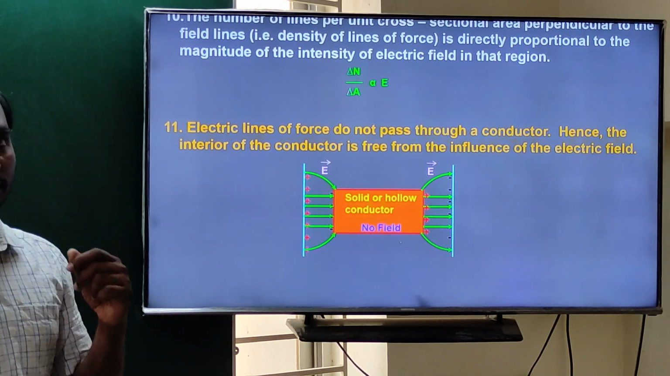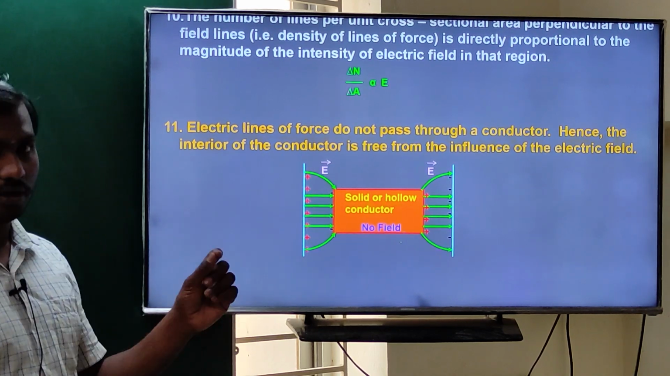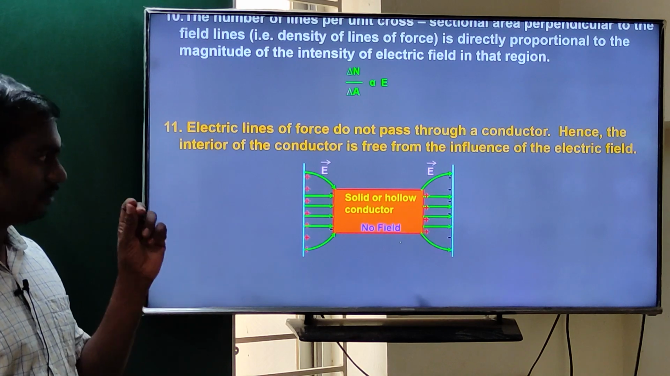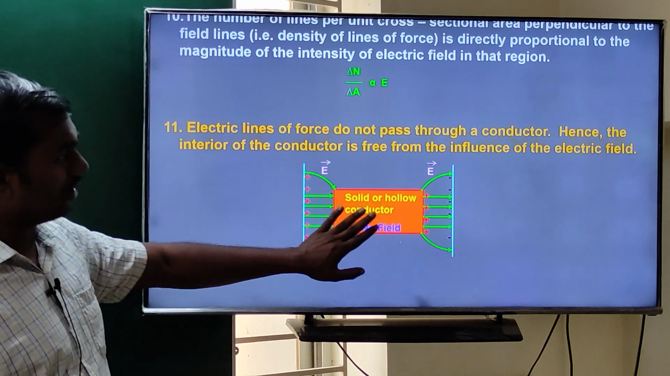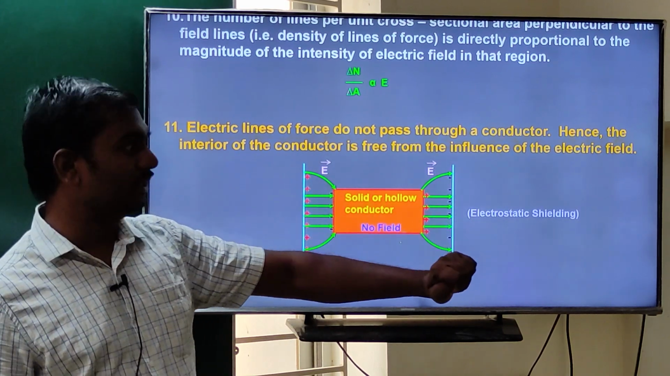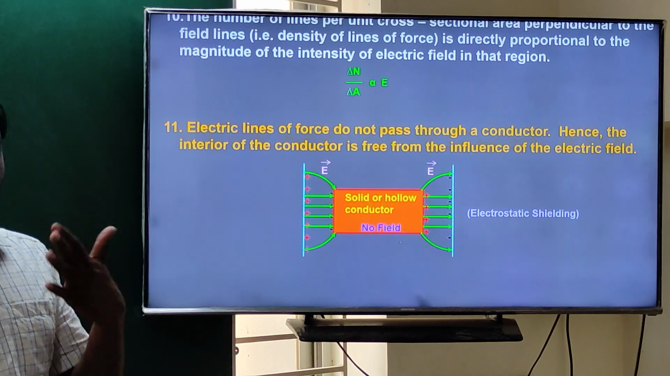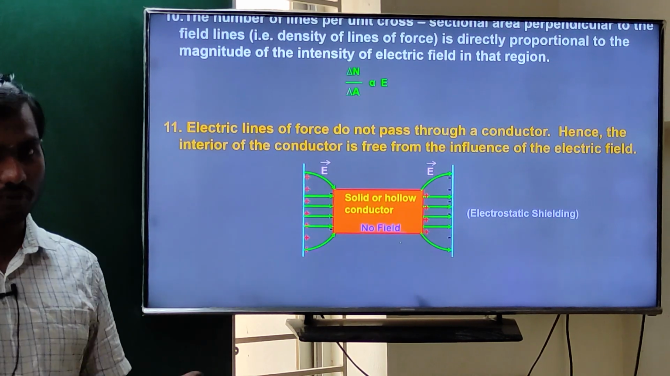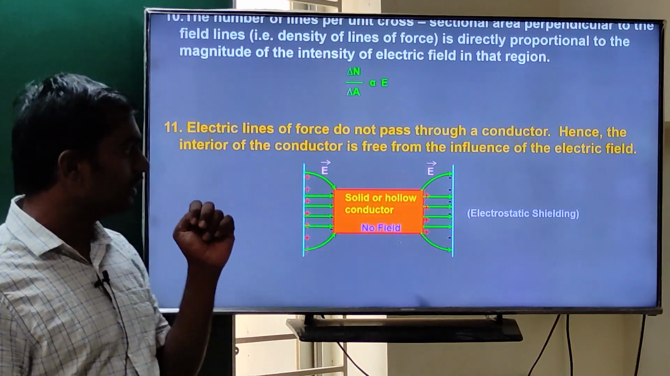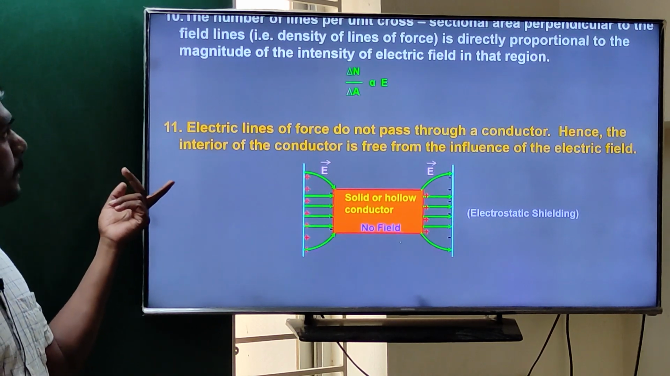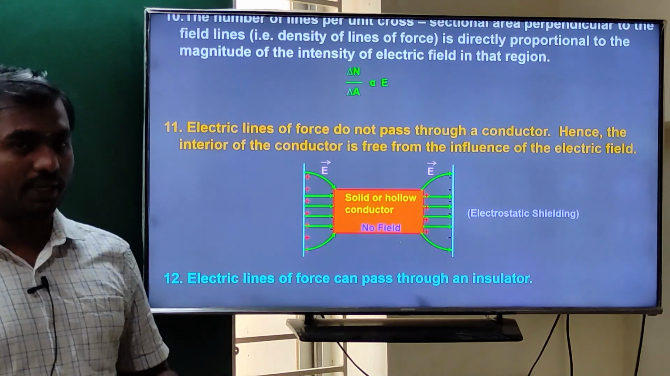That is the reason during thunder and lightning people say to stay inside a car or inside a house, and not to stay under a tree, because conductors act as electrostatic shielding. If you are staying inside the car, even if there is heavy lightning and thunder, it will not affect us, because conductors act like a cavity. This is the 11th point. Next, electric lines of force can pass through an insulator.